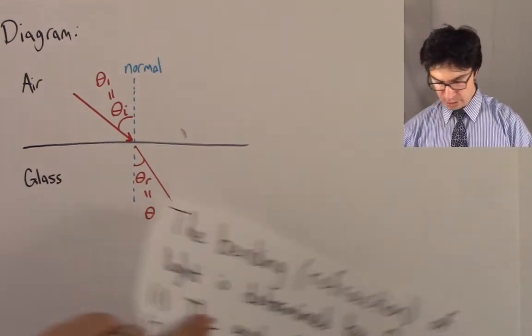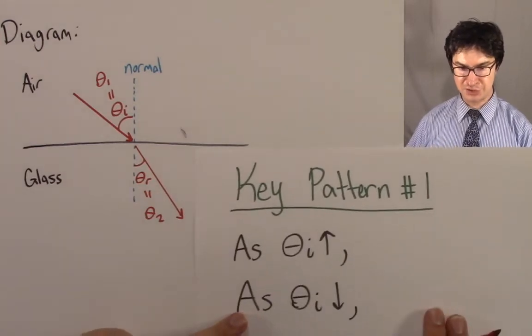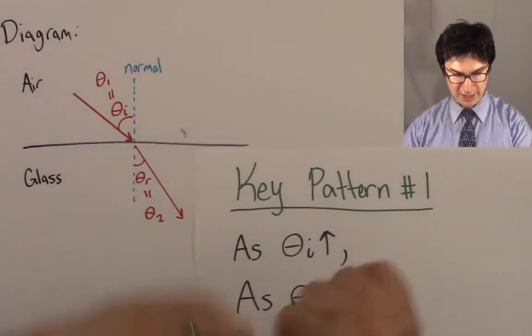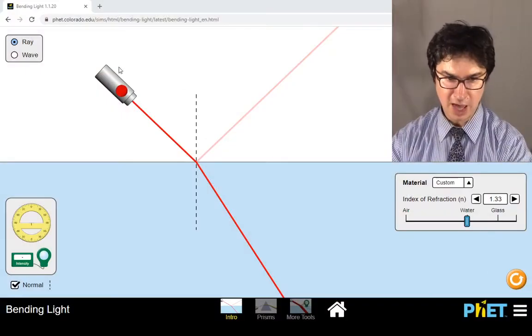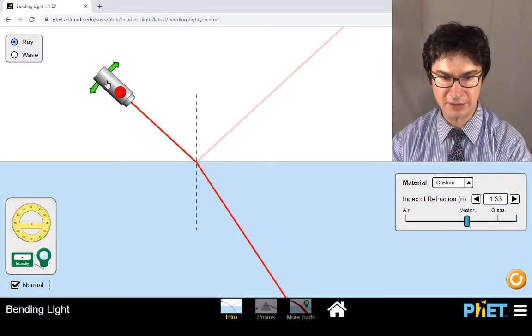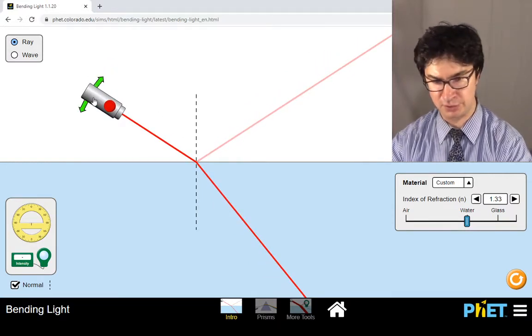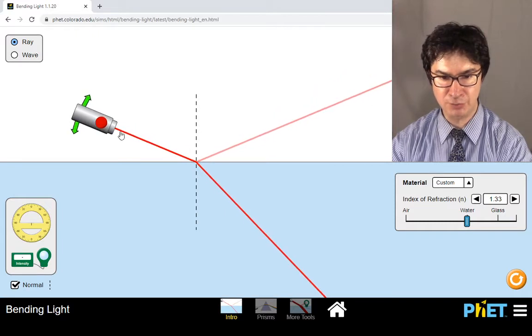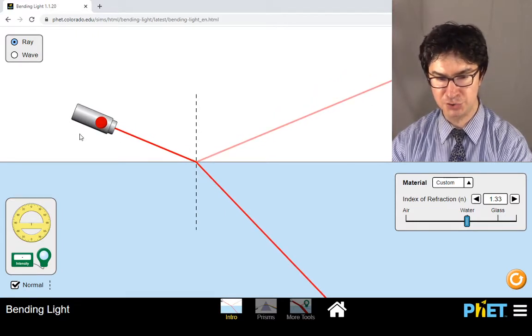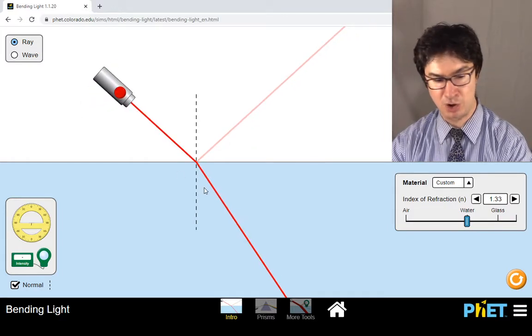So key pattern number one, the very first pattern that we want to look at here is going to suggest this. If we look at the simulation again, and we see that as we change this angle, if we make the angle of incidence bigger, so this angle with respect to the vertical, with respect to the normal, is getting bigger, notice that the refracted angle down here is also getting bigger. Likewise, if I reduce the angle of incidence, the refracted angle also reduces.